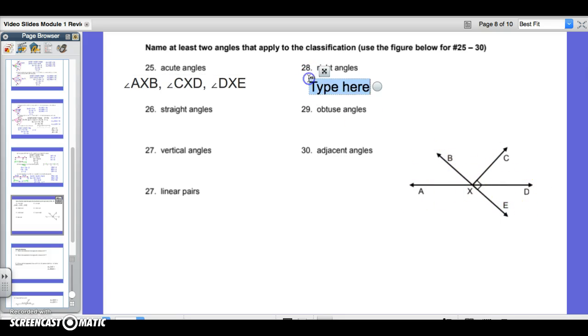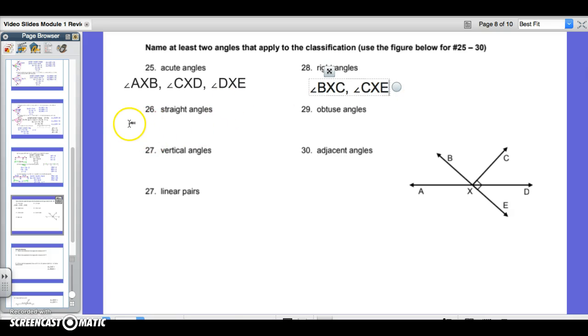Okay, a right angle, we have 2 options. Angle BXC. And I know that because this one right here is 90, and this is the other one that makes up that straight line right here. Okay, so the one that has the box in it, that's the easiest one to identify, and that's angle CXE.